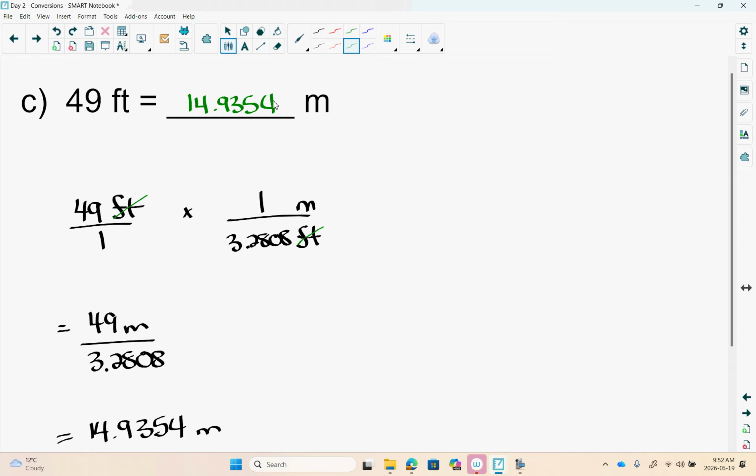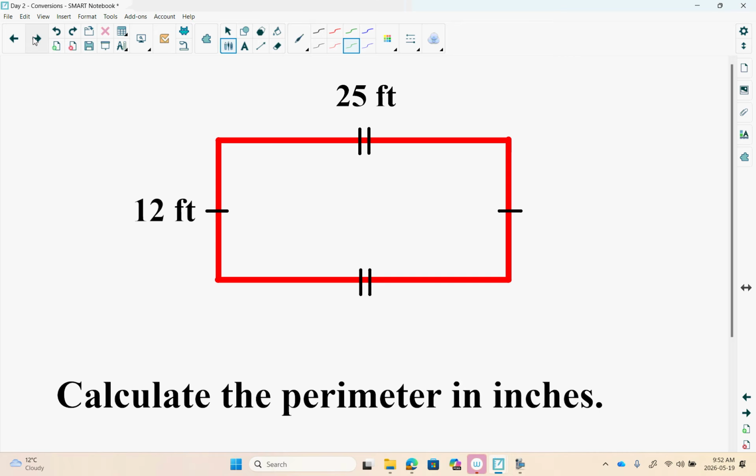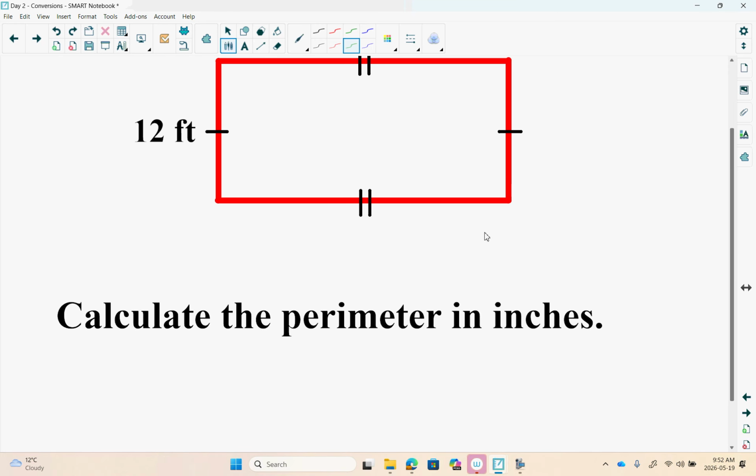Straight up conversions, just like the sheet on Friday. Now we get into combining conversions with some topics or concepts that we've done in the past. It says calculate the perimeter in inches. Okay? You can convert first, or you can convert in the end. It really doesn't matter.